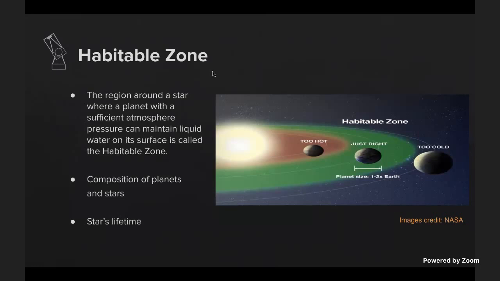To find a habitable planet, both size and composition of a planet and a star are very important. The region around the star where a planet with a sufficient atmosphere pressure can maintain liquid water on its surface is called the habitable zone. Another important factor to have a habitable planet is the lifetime of the home star. At least a few 100 million years is needed for the microbial life to form, so the home star should live long enough to be suitable for both humans and animals. Now the question is, have we ever found a habitable planet like Earth?